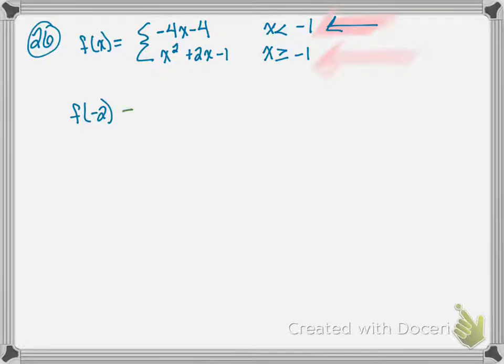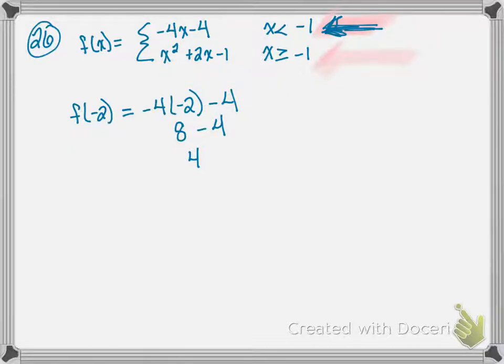So what I'm going to do then is say negative 4 times negative 2 minus 4. Negative 2 times negative 4 is positive 8. And 8 minus 4 is 4. Okay? And I used negative 4x minus 4 because of this rule right here. That's why I used that.